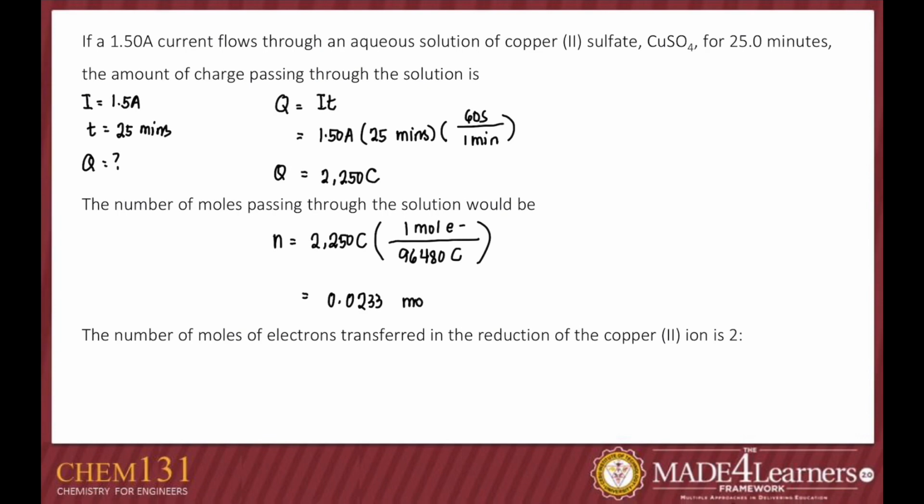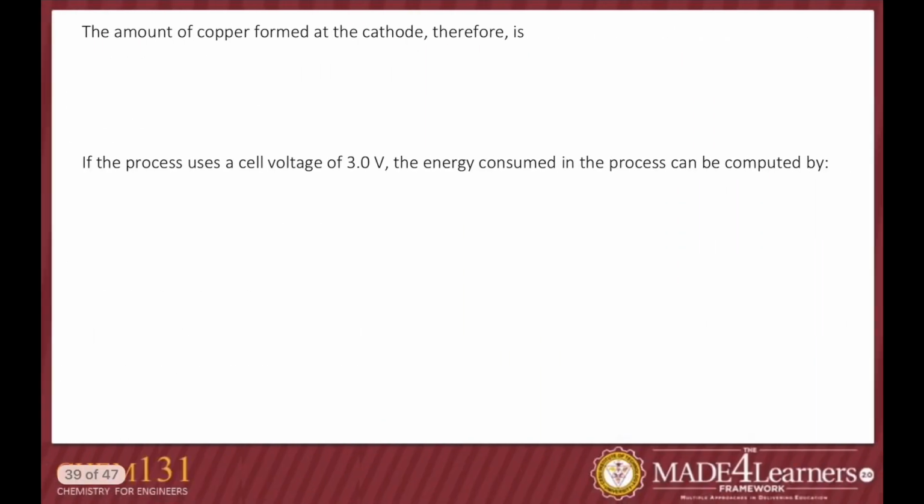0.0233 mole electrons. But in the reduction of copper(II) ion, we need to write the formula here. So that's Cu2+ in the aqueous solution, to produce solid copper, then 2 mole electrons must be transferred in the half reaction. But here, if this charge flows, then this is the amount of mole electrons transferred.